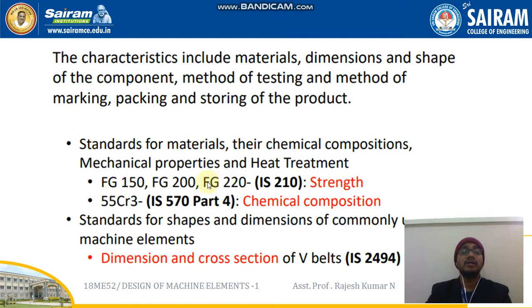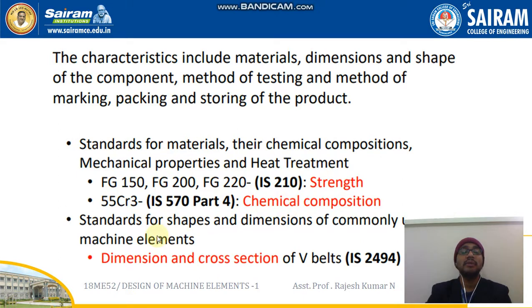For the material standards, there are chemical compositions. Here I have listed some of the mechanical properties under heat treatment: FG 150, FG 200 and FG 220. The IS organization has given the name IS 210 for one of them, which is good in its strength. Then moving to the next material, that is 55Cr3, the IS grade is IS 570 part 4, where the chemical composition is clearly described here.